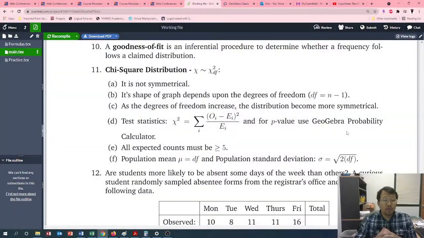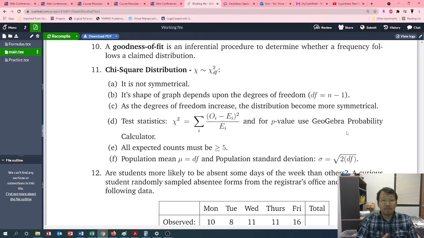In this video, we'll be talking about chi-square distribution and we'll be doing a problem about goodness of fit. Goodness of fit is an inferential procedure to determine whether a frequency follows a claimed distribution. We assume or logically theorize that something will occur, and we compare that with the observed values. The observed values versus the expected values. The expected values are what we think could be possible.